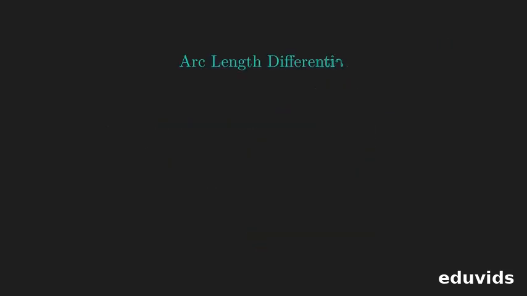Next, we must define the differential length ds using calculus and the derivative y prime. The arc length differential ds is the square root of 1 plus y prime squared, multiplied by dx.